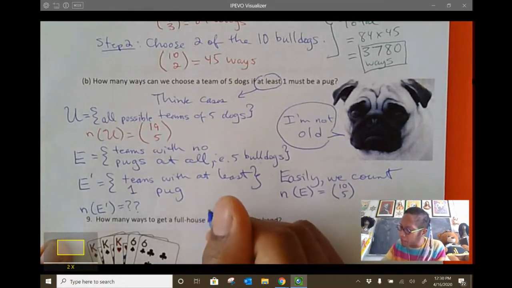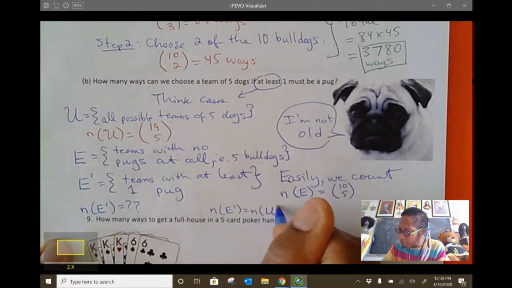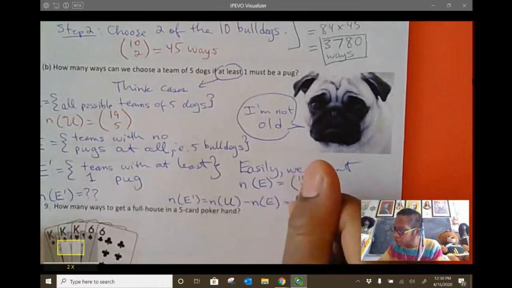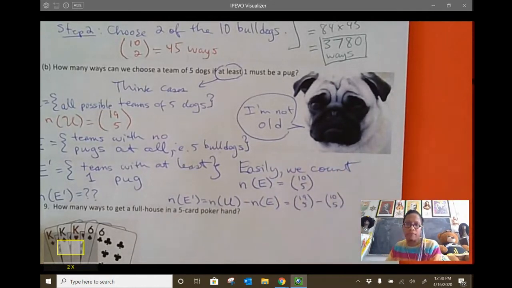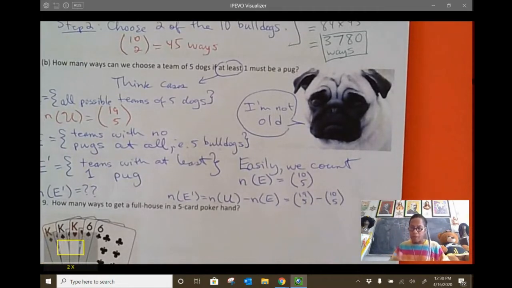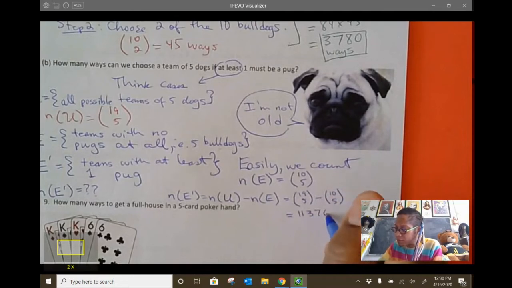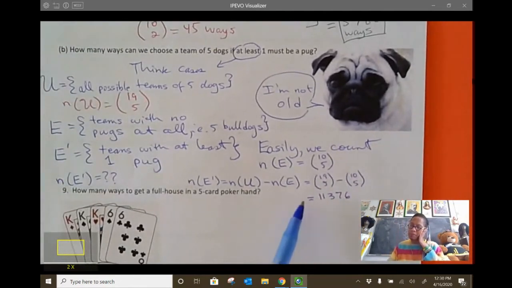All we need to do is that the answer is the size of the universe minus the size of E. In other words, it's the size of the universe, which was 19 choose 5, minus the size of E, 10 choose 5. And I happen to have the answer there, it is 11,376. And this is exactly how that problem was with Sameh's team and Abba's team for a team of athletes. I gave the hint, and if you did something similar to this, you got the right answer.